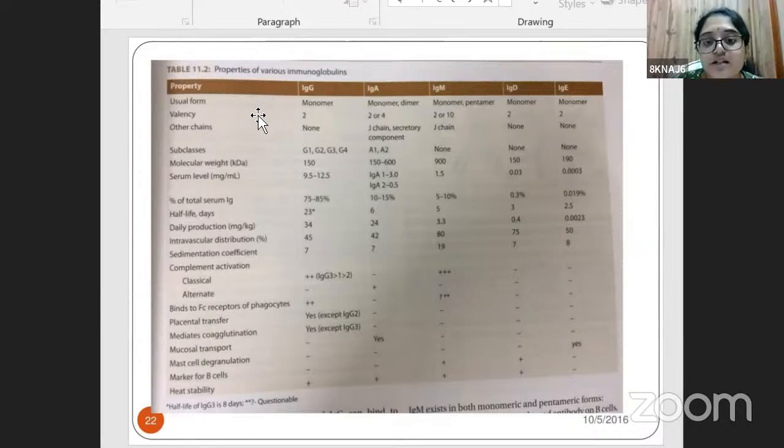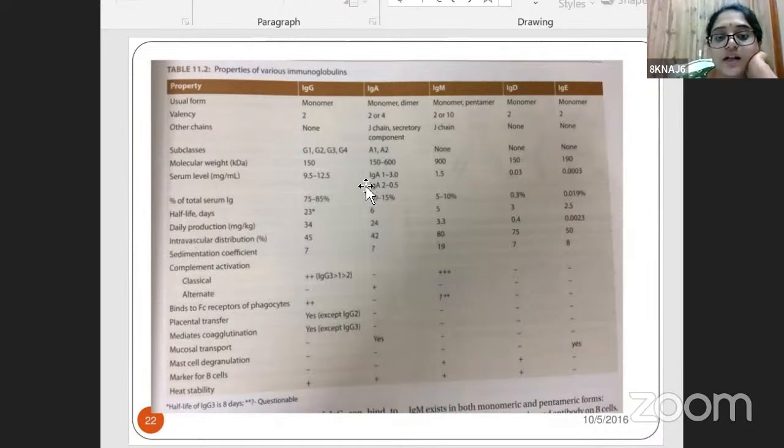You can see that IgG is quite a bit, in fact, around 9.5 to 12.5 milligrams per milliliter. So this is the most that is present. The total percentage of the serum immunoglobulin is around 75 to 85%. And the least is IgE. Again, IgE concentration increases when there are allergic reactions.